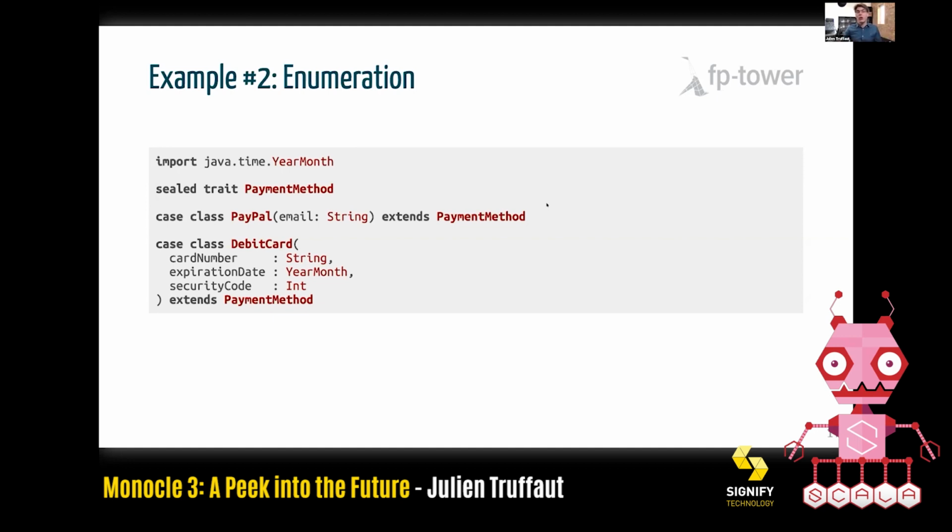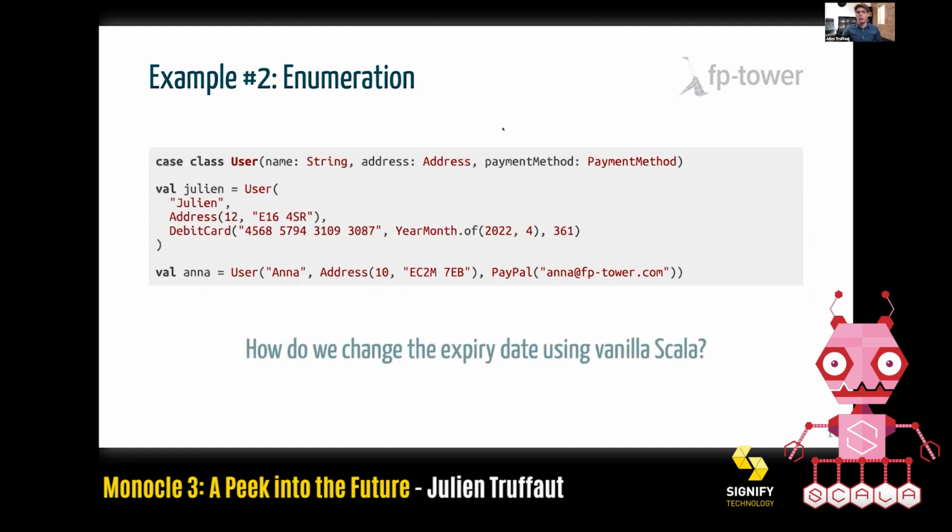And we're going to extend our user to add a payment method to it. So now a user has a name, an address, and a payment method. So you cannot have both a debit card and a PayPal, you have one or the other. And let's create a user, Julien, who has a debit card, and Anna, who has a PayPal account. Now, I know you guys, no need to screenshot this page. This is not my debit card. And if this debit card works, it's complete luck. So now the question is, now that we have a user, how can we change the expiry date?